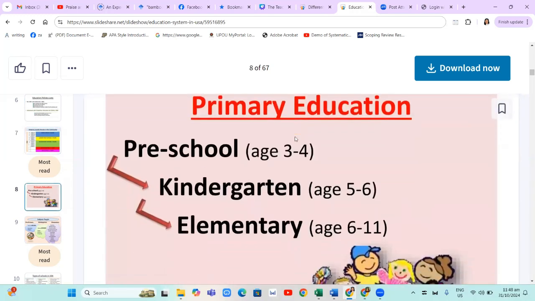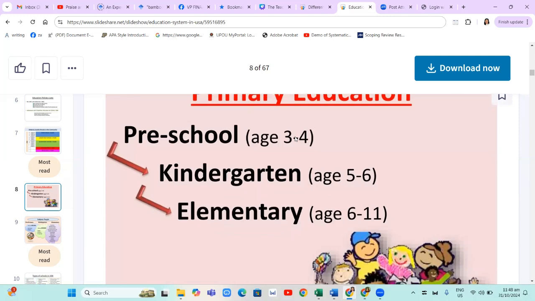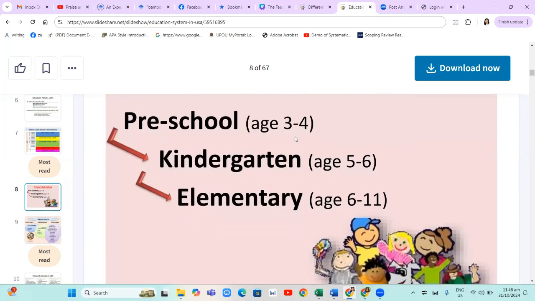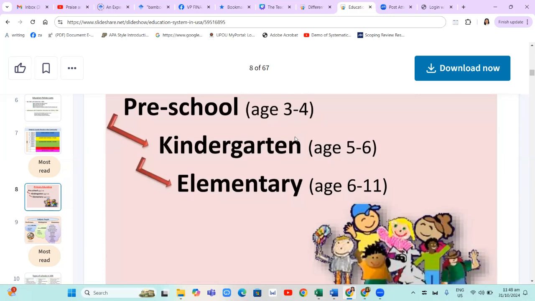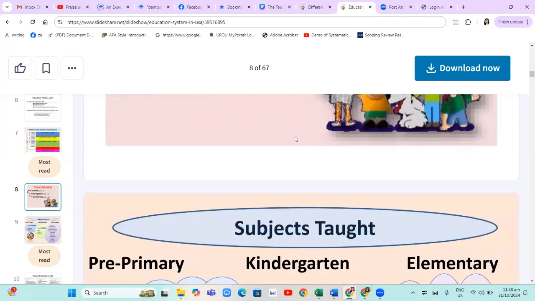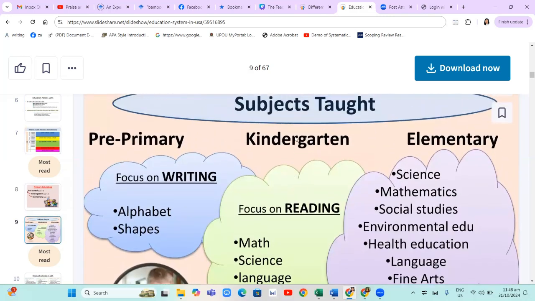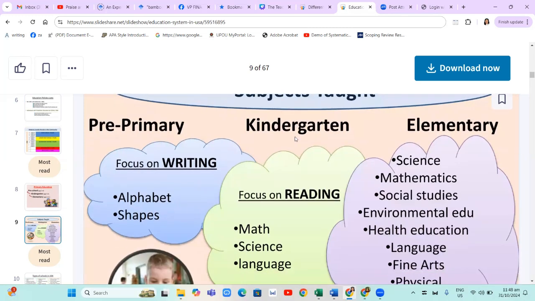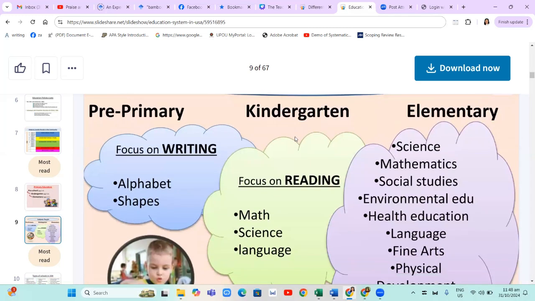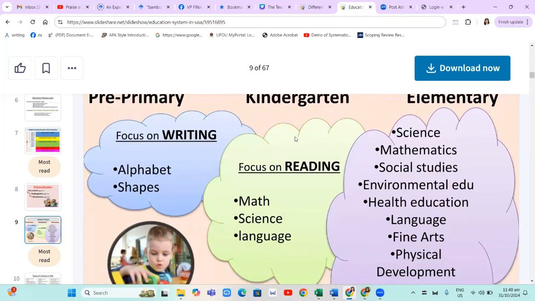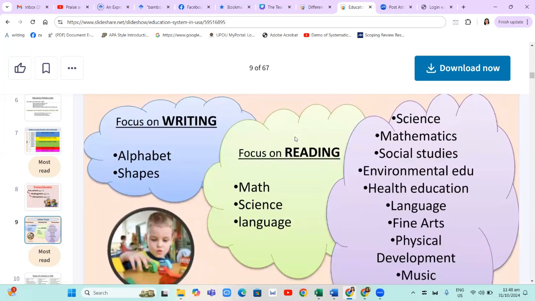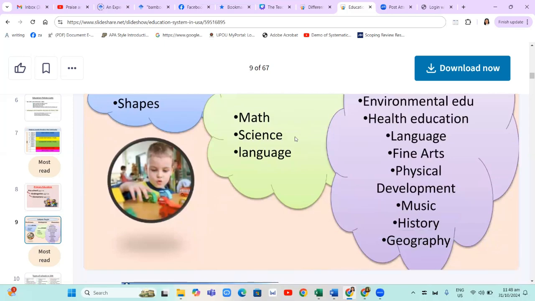So in primary education, preschool is ages 3 to 4, kindergarten is 5 to 6, and elementary is ages 6 to 11. What are the subjects taught? Pre-primary focuses on writing, alphabet, and shapes. Kindergarten focuses on reading, math, science, and language. Elementary covers science, mathematics, social studies, environmental education, health education, language, fine arts, physical development, music, history, and geography.